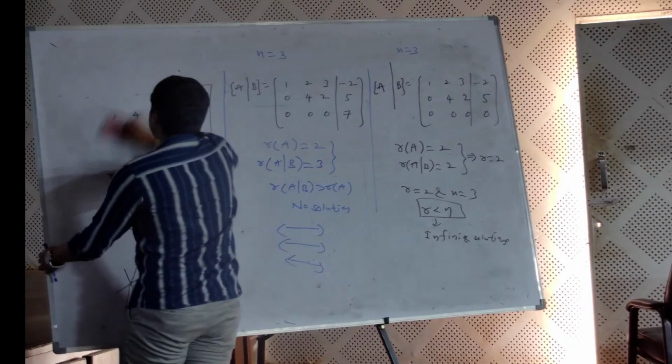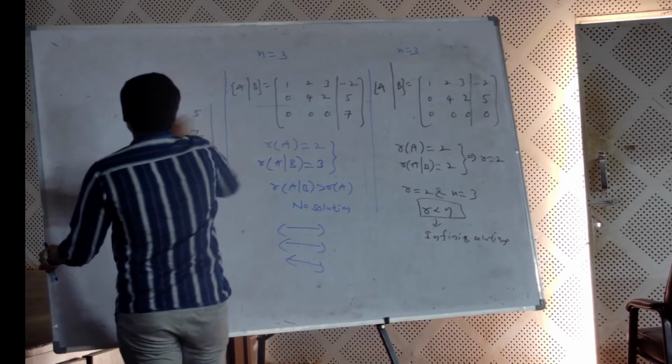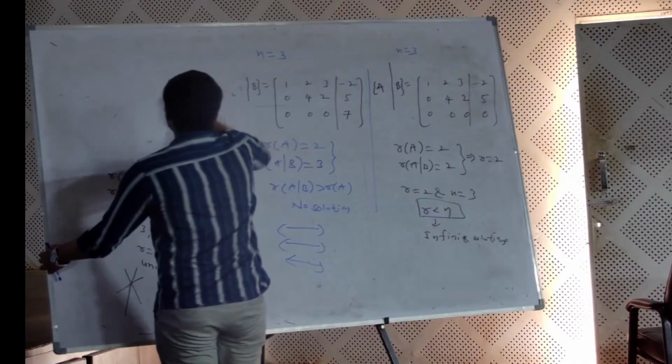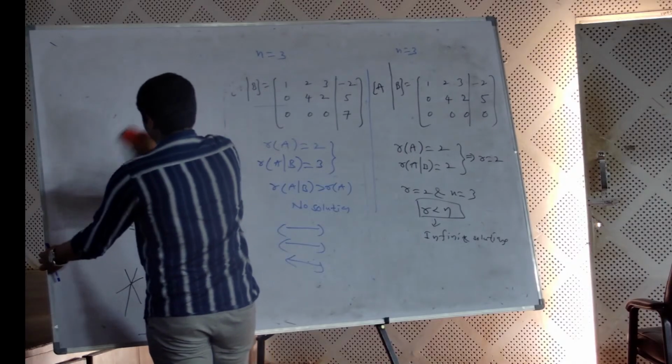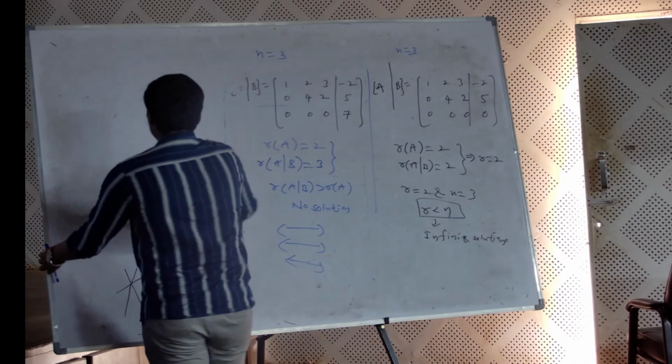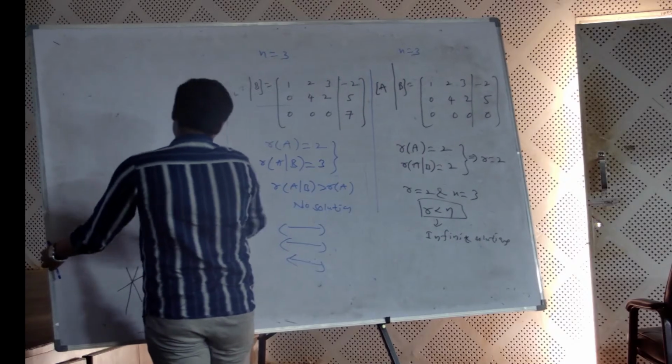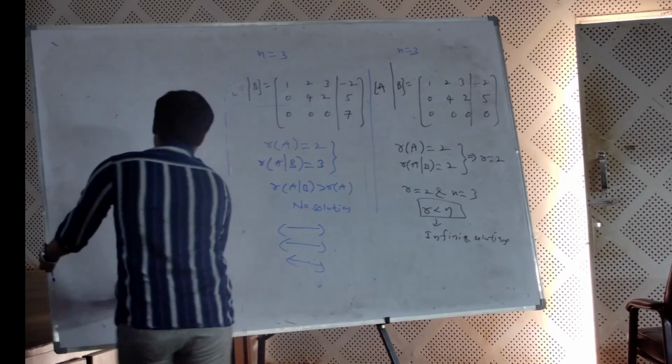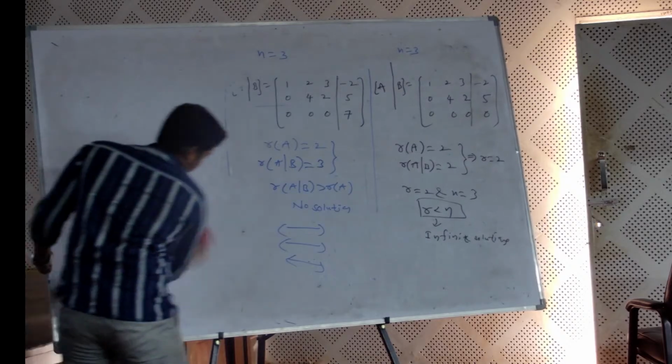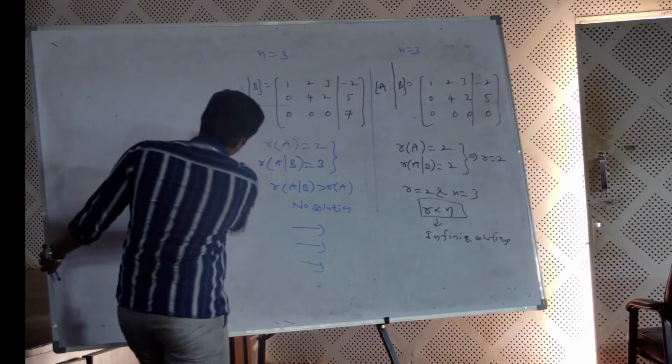Usually, the question starts with the words test the behavior of the system. Sometimes we say test the consistency of the system. Both are the same. In that case, you write consistent or inconsistent. Simple. First question: test the consistency of the system.